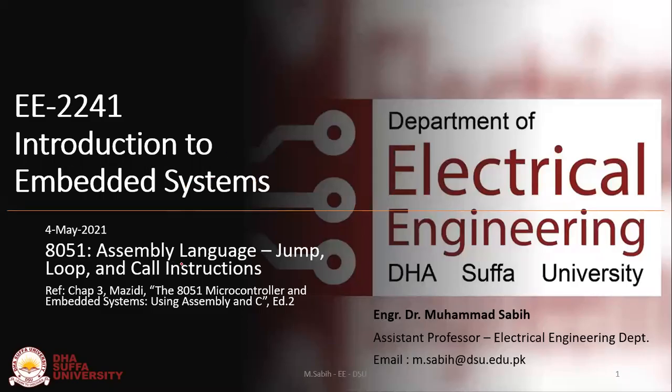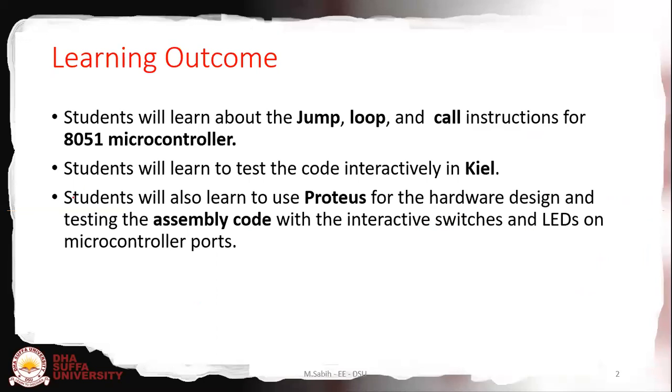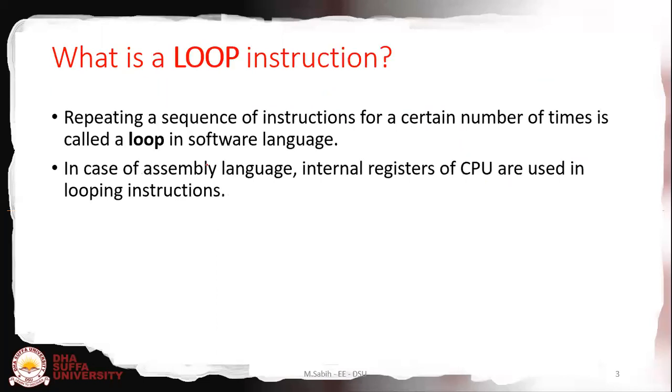Bismillahirrahmanirrahim. Assalamu alaikum. Today we will study the jump, loop, and call instructions for the 8051 microcontroller. Chapter 3 of the Mazidi book is related to this topic. The main learning outcomes are that we will know about these three basic instructions: jump, loop, and call. We will use Keil for testing the code and Proteus for testing the hardware as well as the assembly code, so there will be some good demos.